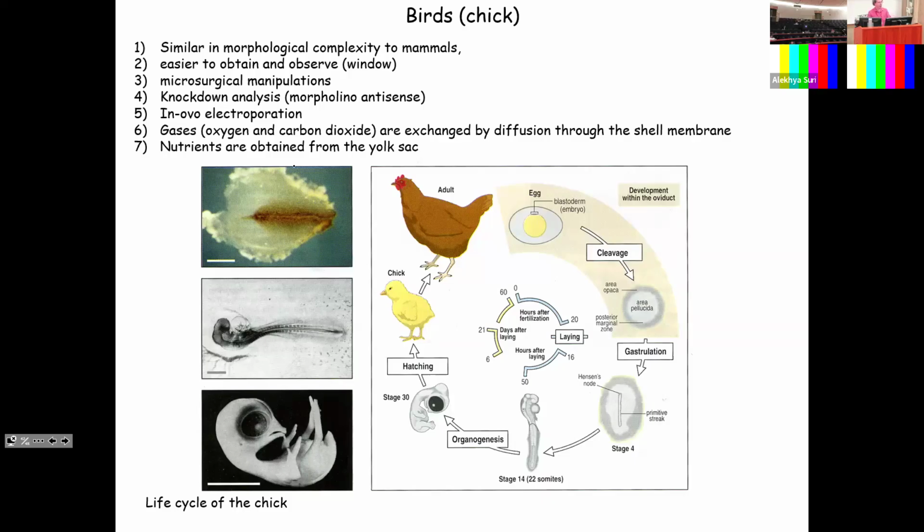Okay. And the nutrients, unlike us or a mammal where they come from the placenta, in this case, come from the yolk. That's why the yolk of the chick is so big, because it has to contain enough nutrients for the entire development process. Okay, and we don't have so much yolk, we don't need it.